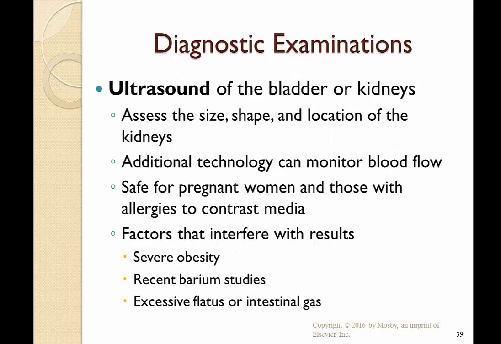You can have an ultrasound of the bladder and kidneys. This is used to assess the size, shape, and location of the kidney. Additional technology that's available can also look at blood flow. These are safe for pregnant women and those who might have allergies to the contrast media. Factors that could interfere with the results could be obesity, a recent barium enema study, or a lot of internal gas.